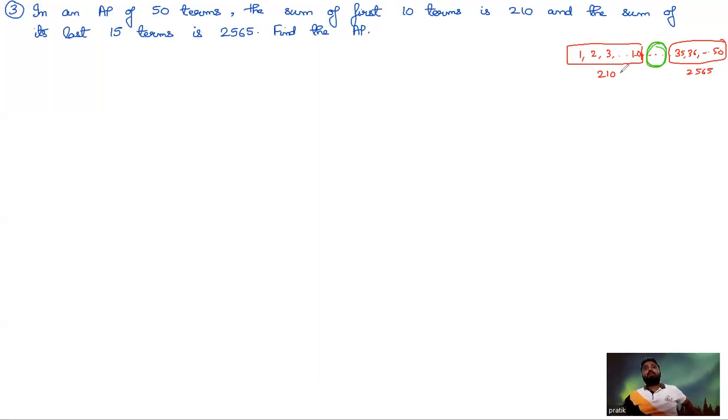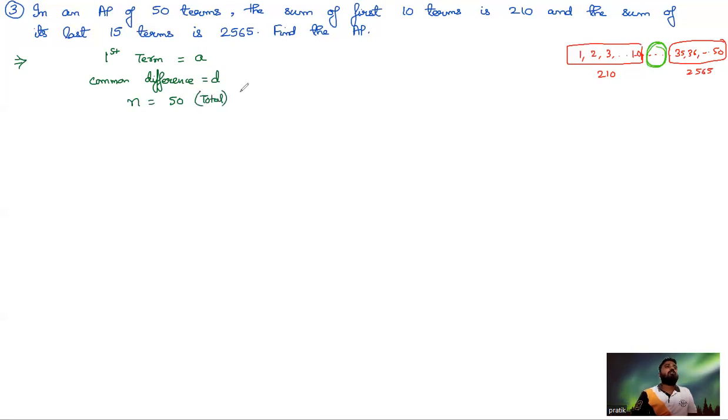So how do we go about this question? First and foremost, let's consider again the AP with the first term to be a and the common difference to be d, and the total number of terms is 50. So here, as per the first given condition, the sum of the first 10 terms is 210.